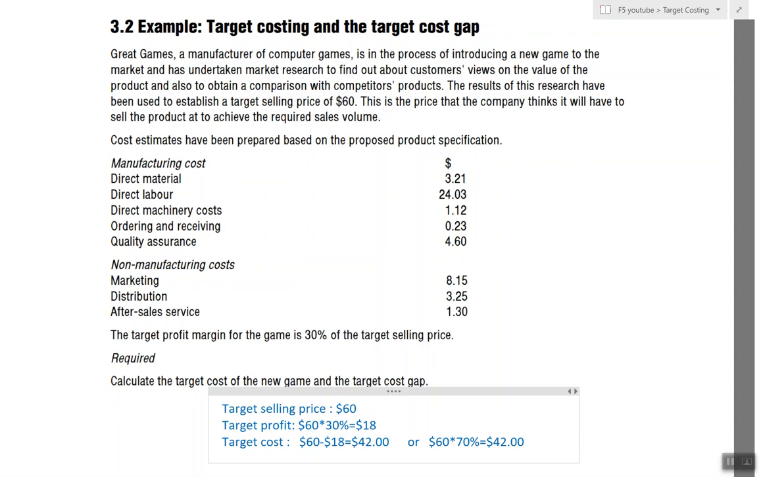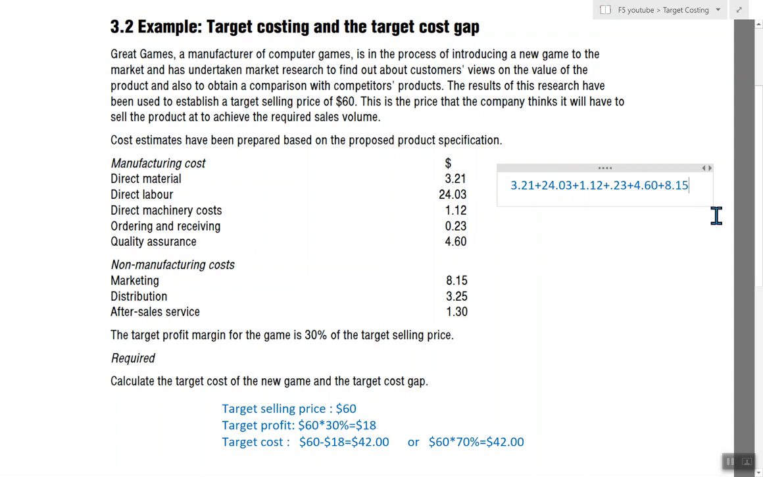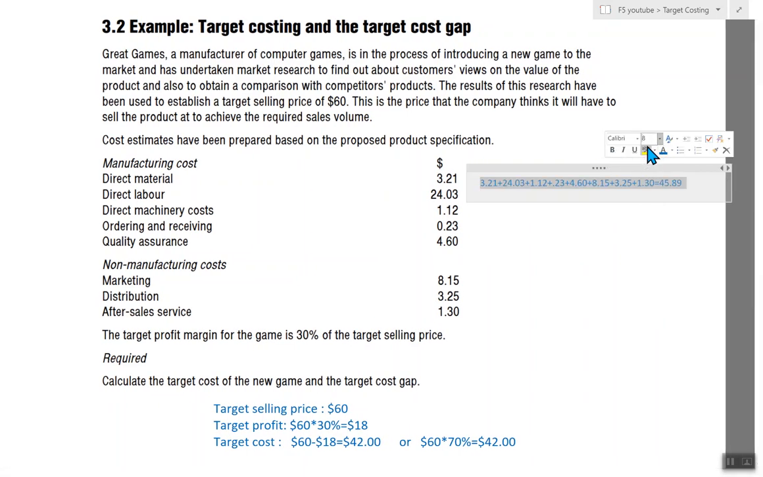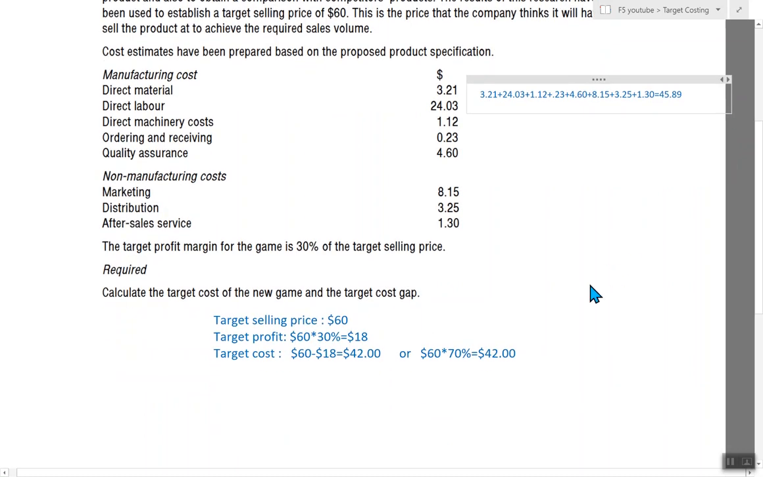Now let's look at our estimated cost. We have 3.21, 24.03, 1.12, 0.23, 4.6, 8.15, 3.25, and plus 1.30. So we have 45.89, which means that it costs us more.